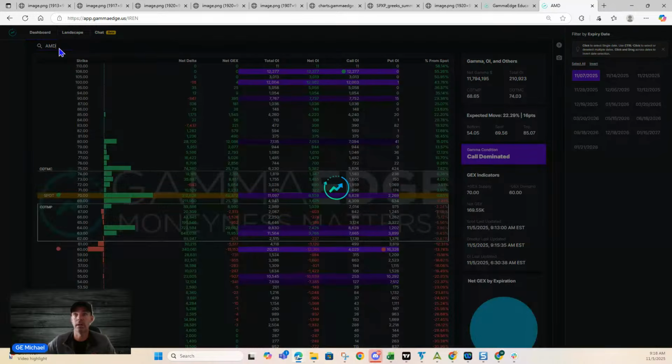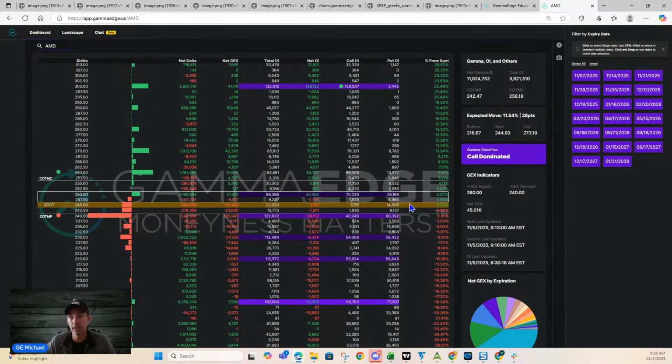AMD, let's take a look at AMD. Call dominated, still call speculation continues. We are below transition though on all expiries, so it's a little bit weaker. 240 would be that downside. I'd look for some bounce or a possible bounce monetization area from put speculation.